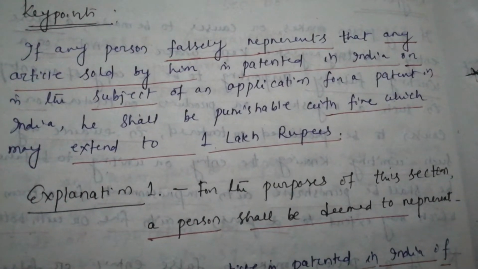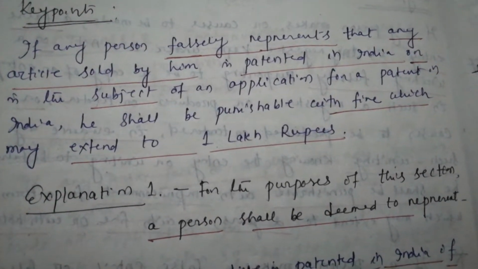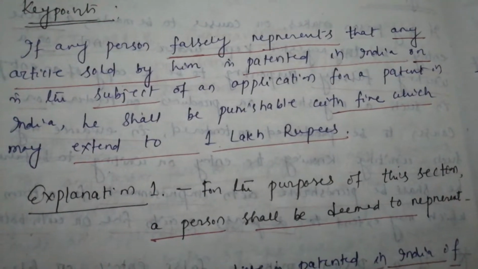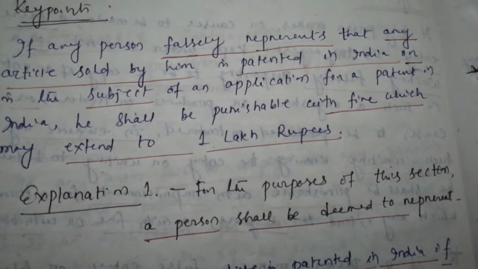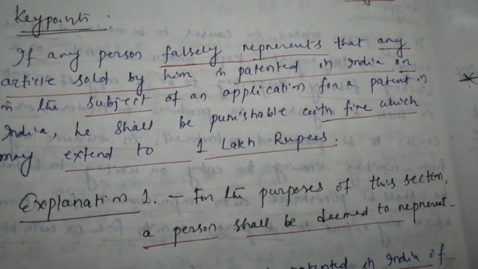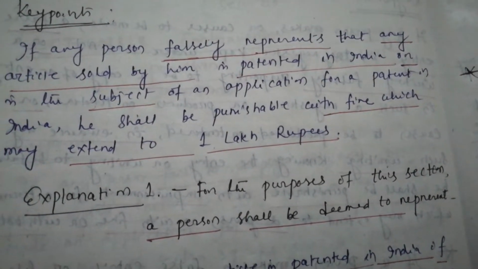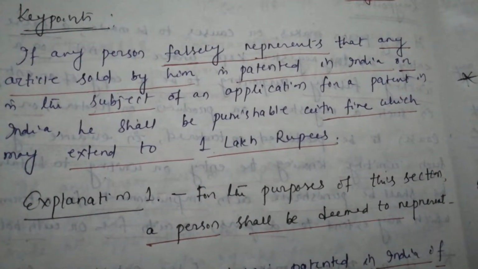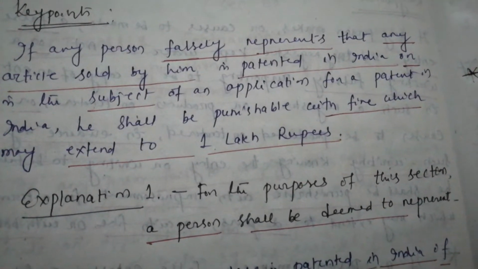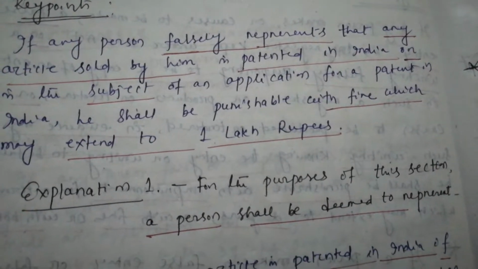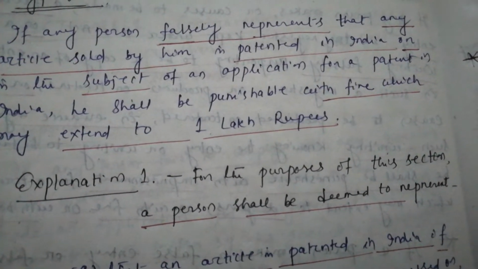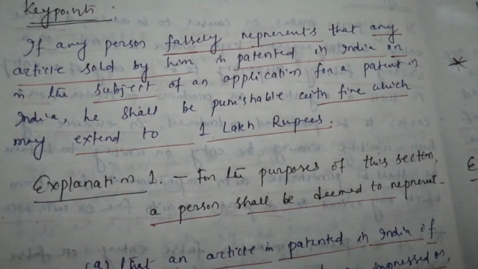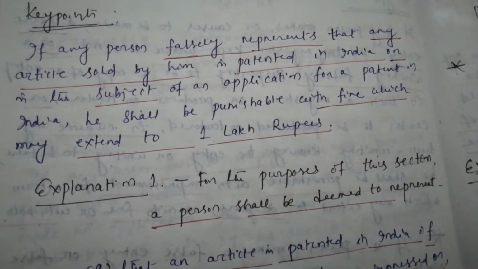If any person falsely represents that any article sold by him is patented in India or is the subject of an application for a patent in India, he shall be punishable with fine which may extend to 1 lakh rupees. Just observe the keywords, the underlined words: falsely represents, any article patented in India or the subject of an application, with fine which can extend up to 1 lakh rupees. These are the keywords, and they can explain the total meaning of this section.